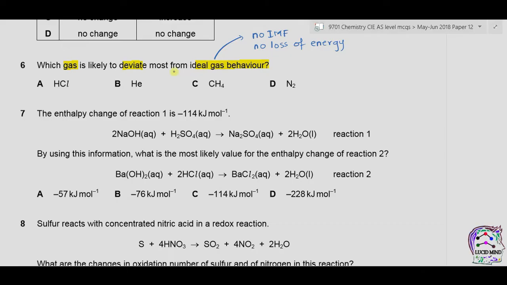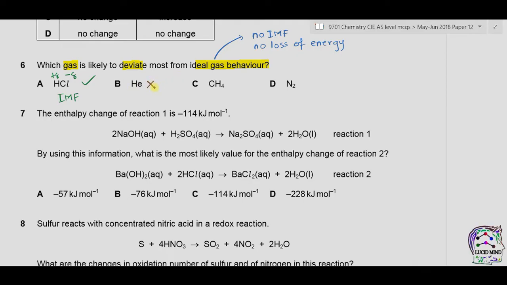Now the gas that would have intermolecular forces and loss of energy would be the one that is deviating from ideal gas behavior. In A we can see that we have HCl. Hydrogen is partial positive, chlorine is partial negative, so we have intermolecular forces of attraction. Because this molecule is polar, it will deviate from ideal gas behavior. In B we have helium. Helium is a noble gas, so there is no charge and no force of attraction. Helium is the one that will be the closest to ideal gas behavior.